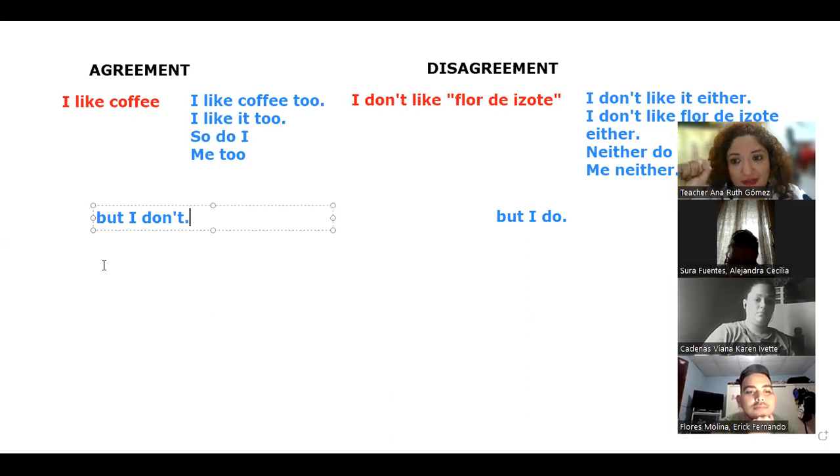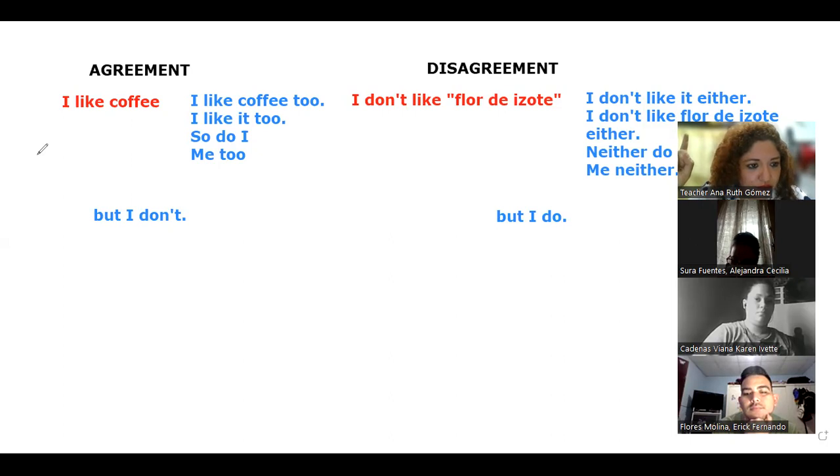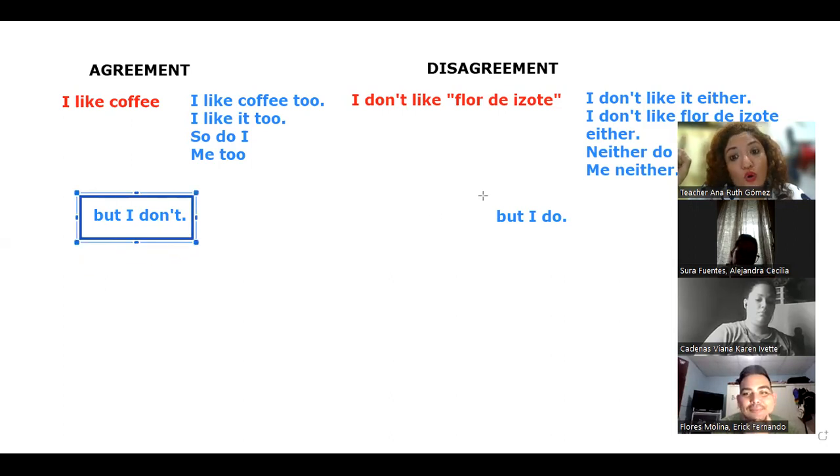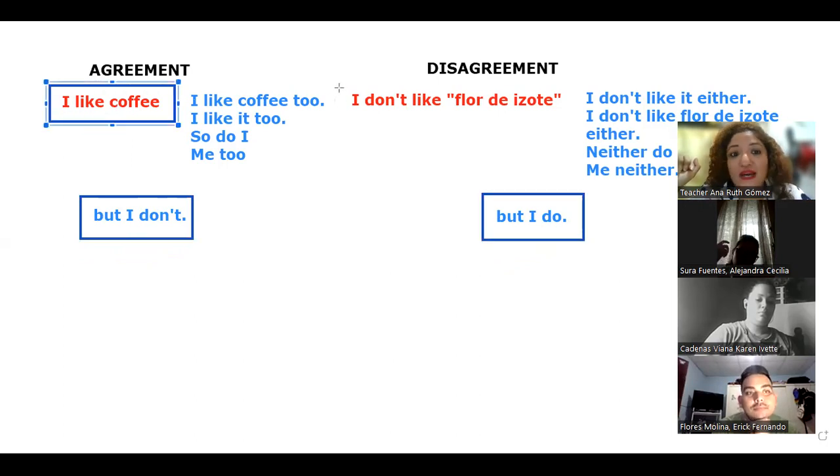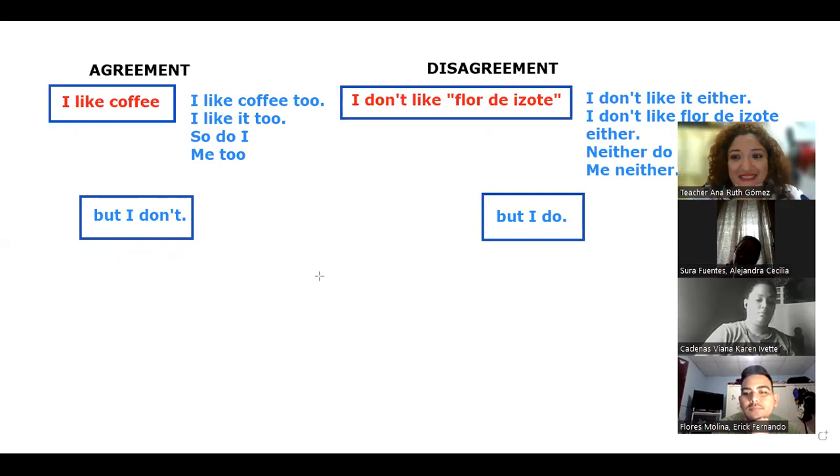And this is only with simple present. And we have all the tenses. Okay. So in this case, when you say, but I don't, you are opposing the idea, okay? And this is only simple present, but we have all the possibilities with all the tenses, okay? Well, I don't know if this is clear. So far, is it clear?